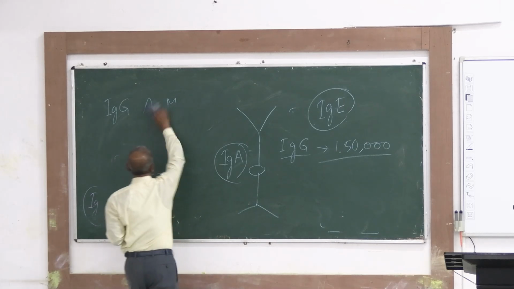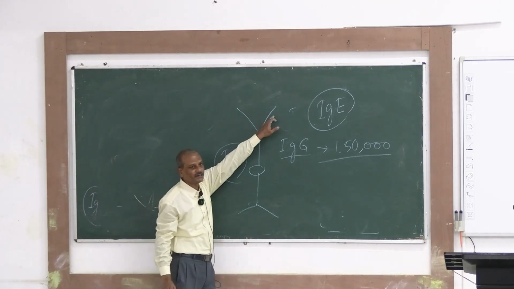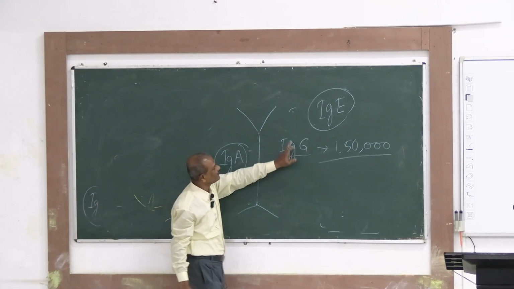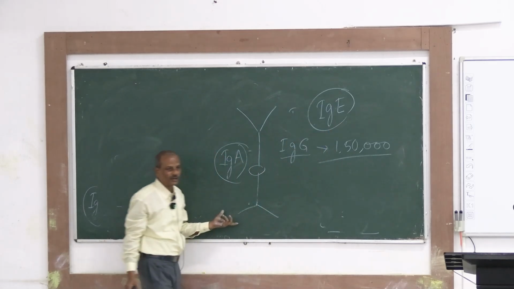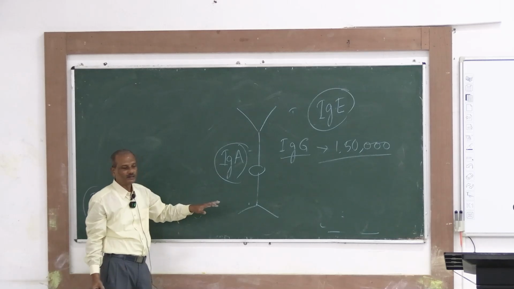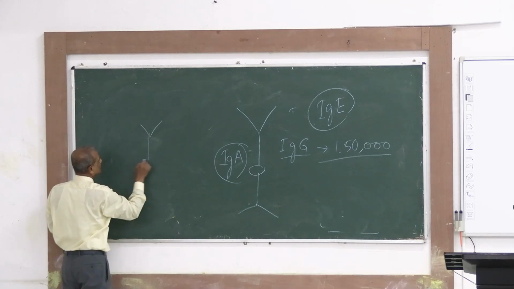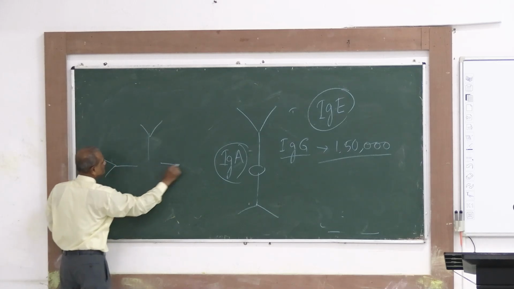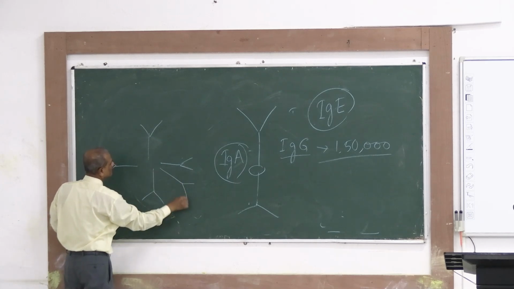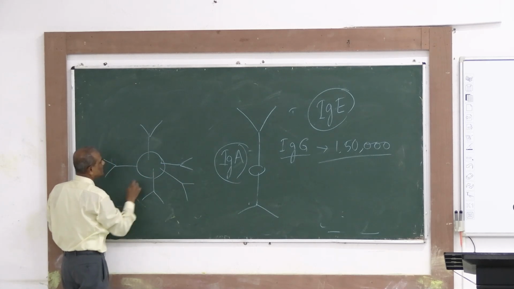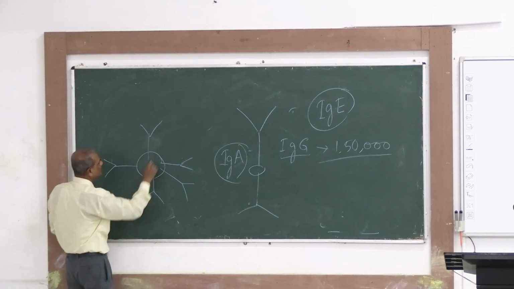IgM in contrast is a pentamer. So, you see here there are 2 binding sites. IgG, IgD, IgE will also have 2 binding sites. IgA will have 4 binding sites. And now IgM is a pentamer. So, 5 such structures will be there. They will be joined together. First and foremost, they are joined to each other by disulfide bond. In addition, there will be a J chain.